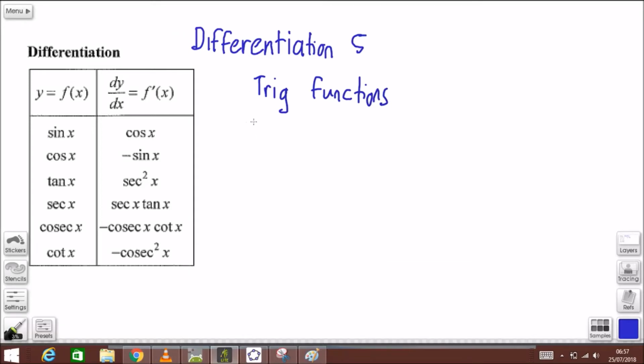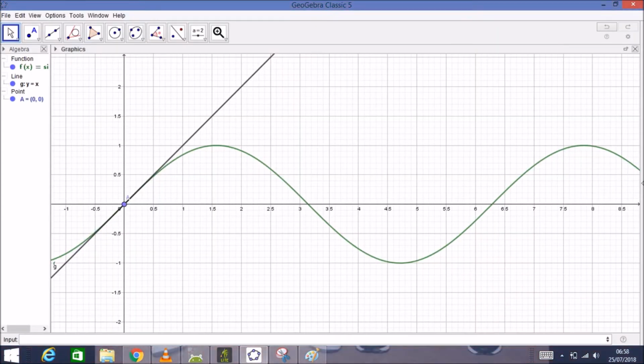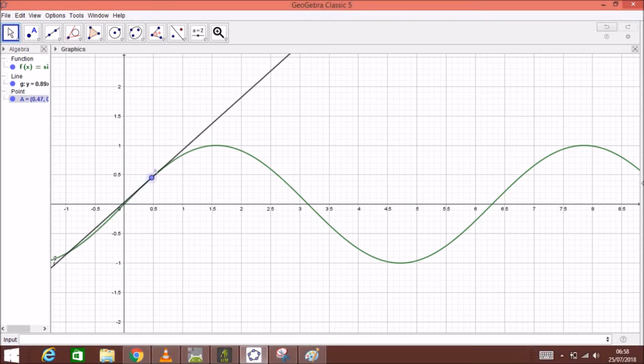Okay, here we're going to be looking at the differentiation of trig functions, and there's a list of all the derivatives. I'll start with the sine function. If you take the gradient of the sine function, that is the gradient of the tangent at any point, you can see it changes. It starts at 1 and gradually moves to 0.